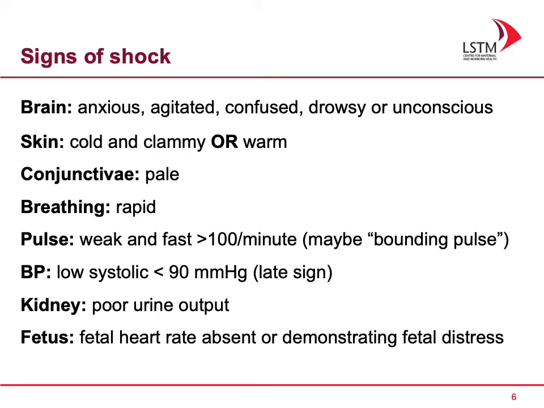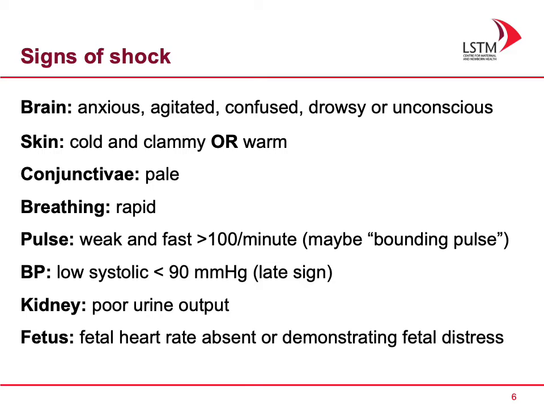So what would we see in a patient who was suffering from shock? Shock will have an effect on every organ system. Firstly, the brain. So the patient may appear to be anxious or agitated, confused, drowsy or unconscious, as the circulation and the oxygenation to the brain is reduced, so the brain function is adversely affected. So never dismiss an agitated patient and think that they are being uncooperative. It might well be that they are going into shock.